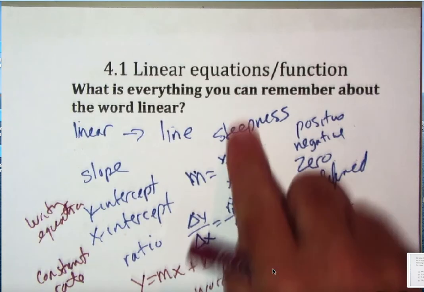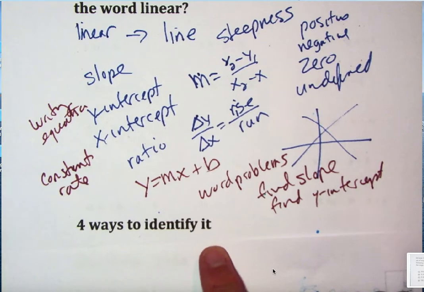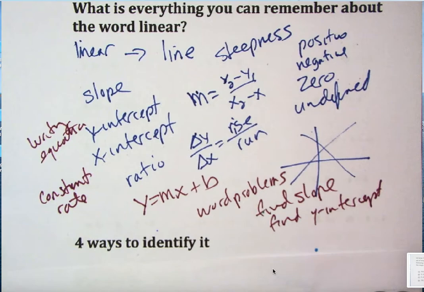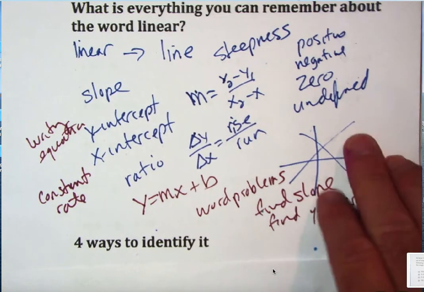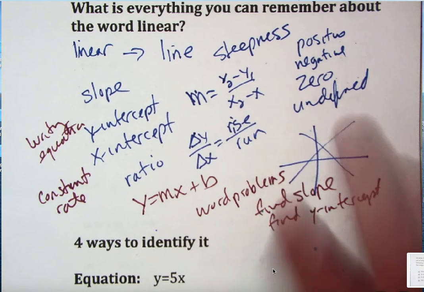All right. So, in 4.1, we're going to study something called linear functions and equations. There are four ways to identify whether you're looking at a linear function. It's a specific type of function. We studied functions in chapter 3, any function. This is a really special one that you're going to see moving forward forever. It's very relevant to math as we move through our years. So there are four ways to identify it.